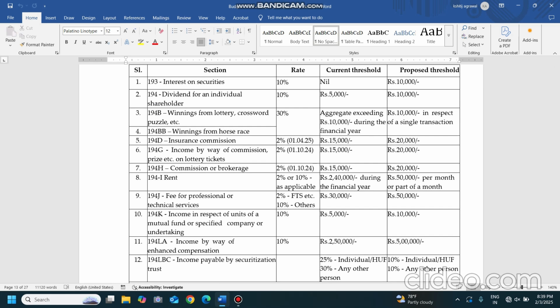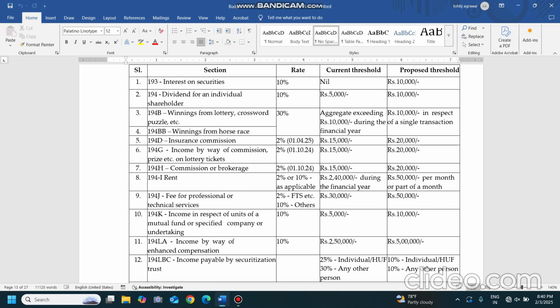For example, suppose a person is making payments of 20,000 in a year. According to the earlier threshold, he is required to deduct TDS on this amount. Suppose the same person is having transactions of 9,000, 9,000 and 2,000. Then in this case, he is not required to deduct TDS on this amount, because now the single transaction limit exemption relaxation has been provided.